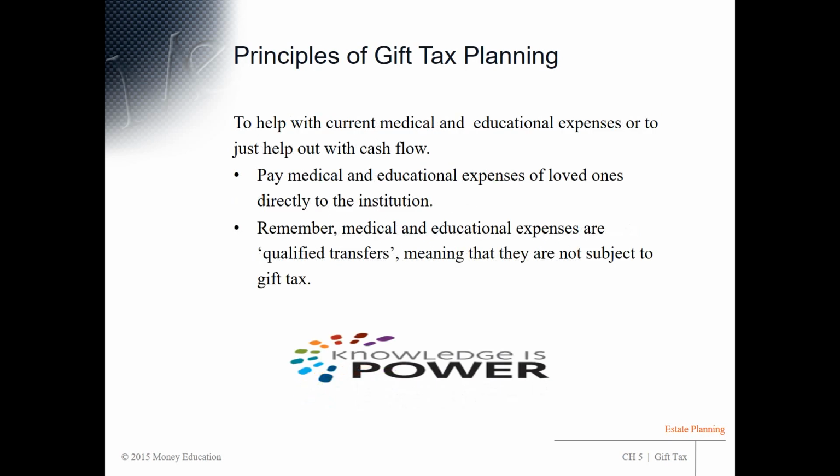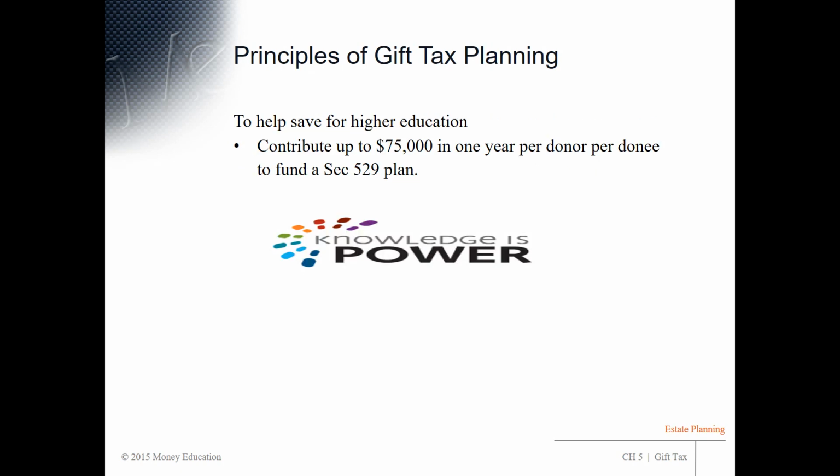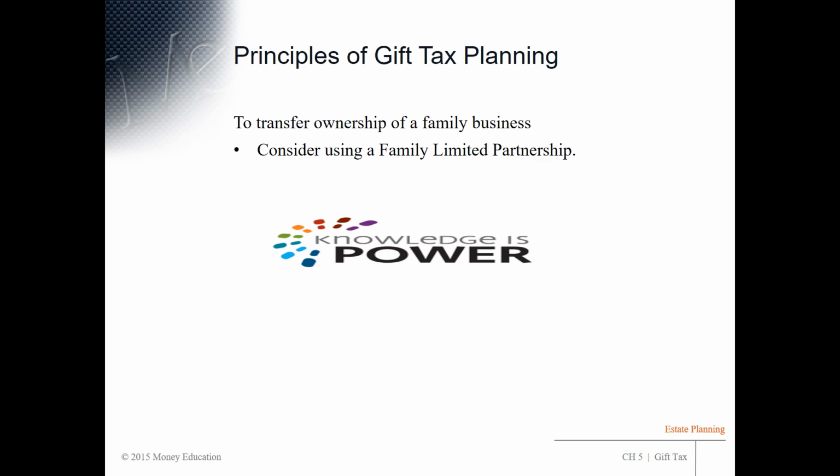You may want to help with current medical and educational expenses or just to help out with cash flow. So again, as we were just saying, pay the medical and educational expenses of loved ones directly to the institution. And remember, medical and educational expenses are qualified transfers, meaning they're not subject to gift tax. You can help save for higher education, contribute up to $75,000 in 1 year per donee, per donor or per donee, to fund your Section 529 plan.